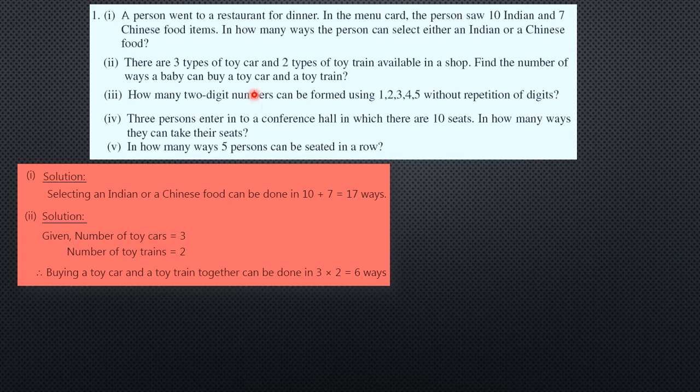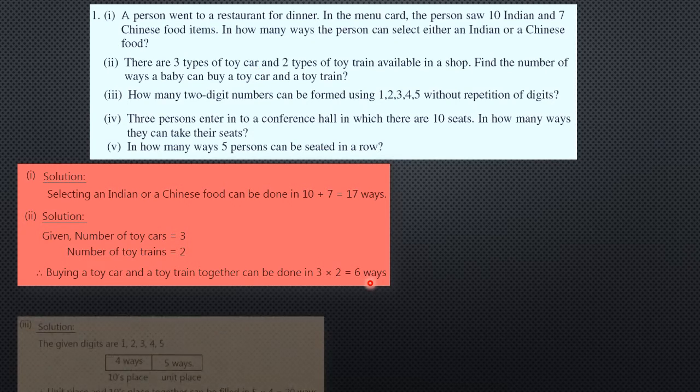Maybe I will give the names: first toy car, second toy car, third toy car. Here first toy train, second toy train. So how many ways? For example, first toy car and first toy train can be selected. Next way, first toy car, second toy train. Similarly, we can change the order. Then finally 6 ways are there.